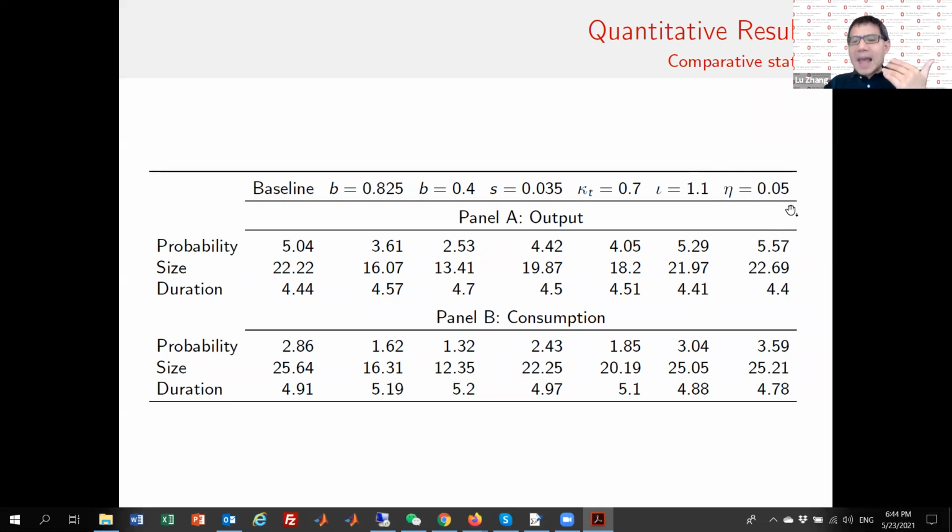Finally, the eta parameter is the workers' bargaining weight. The benchmark value is 4%. You increase the eta parameter. As a result, workers have more bargaining power, and the unemployment rate is going to go up because workers are eating a bigger share of the pie. Firms are going to hire fewer workers. Unemployment rate goes up, disaster probability goes up as well, although the size and duration are basically unchanged.